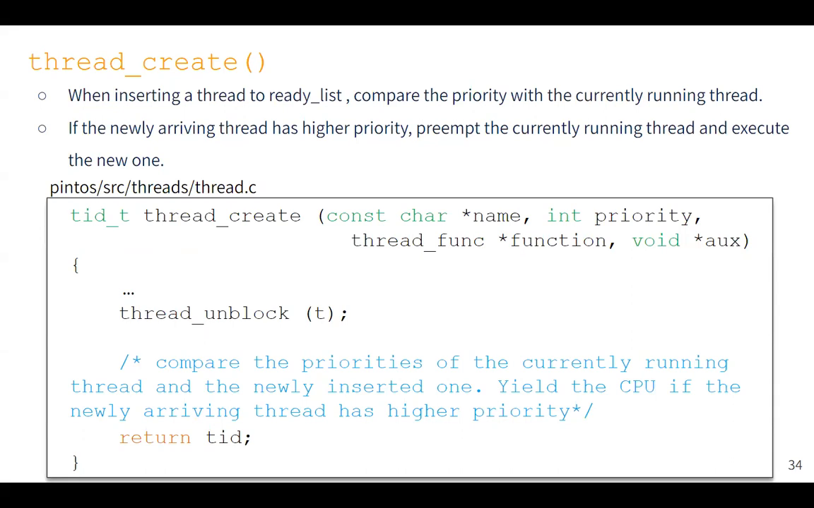So here are more details about the thread create function. When inserting a thread to the ready list, you should always compare the priority with the currently running thread, and preempt if necessary. And you should insert the code that does the following in this portion of thread create.